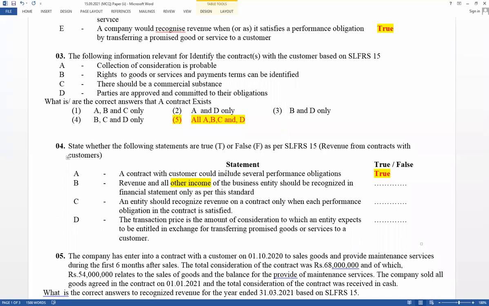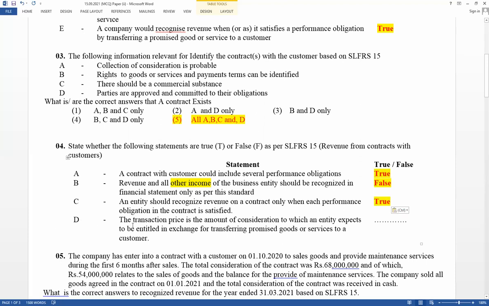This is standards. The first one, revenue and all other income of the business entity should be recognized in the financial statement only as per this standards. False. Only we are going to consider revenue from contract with customers. Other income we are not going to discuss in this standards. Next one, an entity should recognize revenue on a contract only when each performance obligation of the contract is satisfied. When performance obligation is satisfied, revenue can be recognized. True.